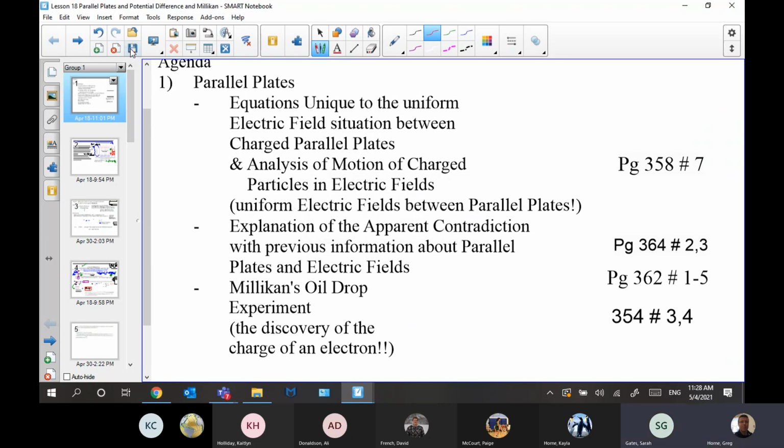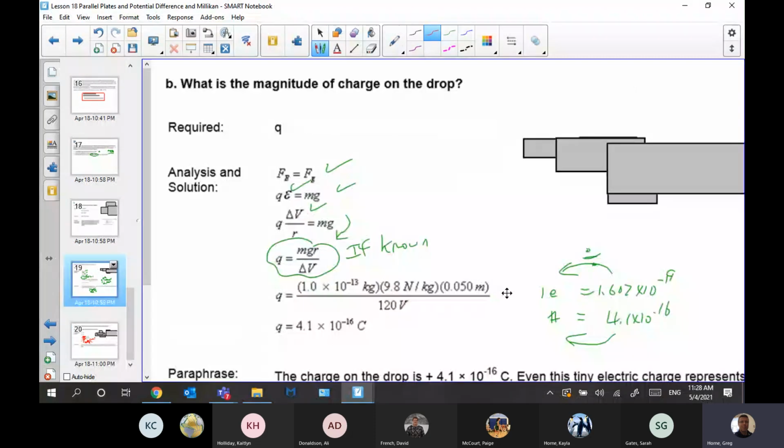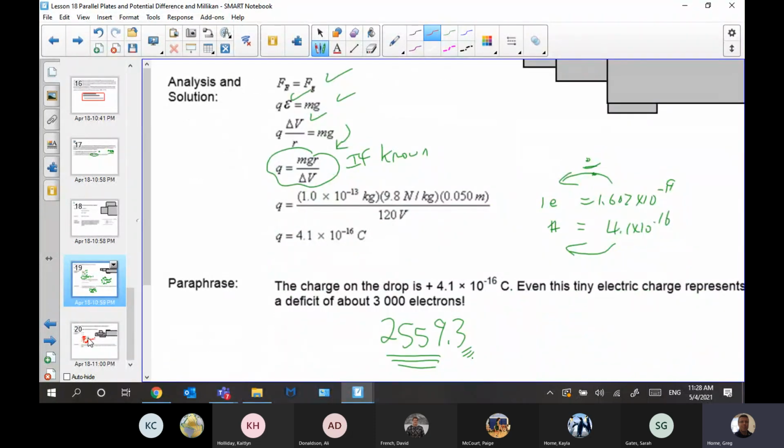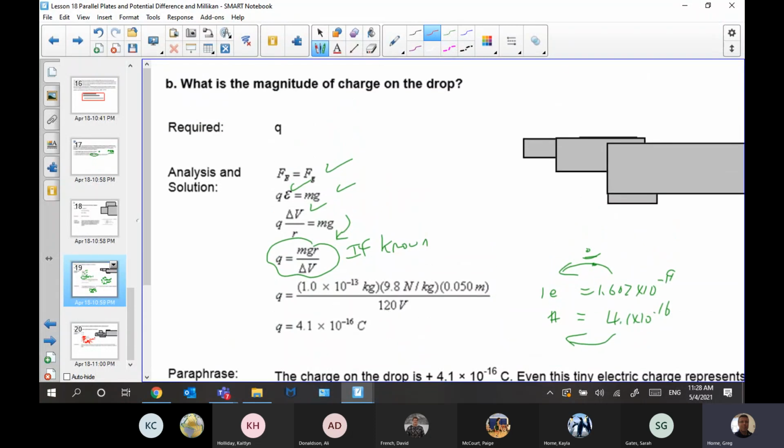I wasn't really sure what you mean by a deficit or an excess, like compared to what? So you have an oil droplet. Yeah, I'll do that, no problem. So let's go to this slide here. And so picture an oil droplet. If it's neutral, it would have plus, minus, plus, minus, plus, minus, all pairs, whatever. And so to become charged, so it would become positive, it would have to lose some, right?